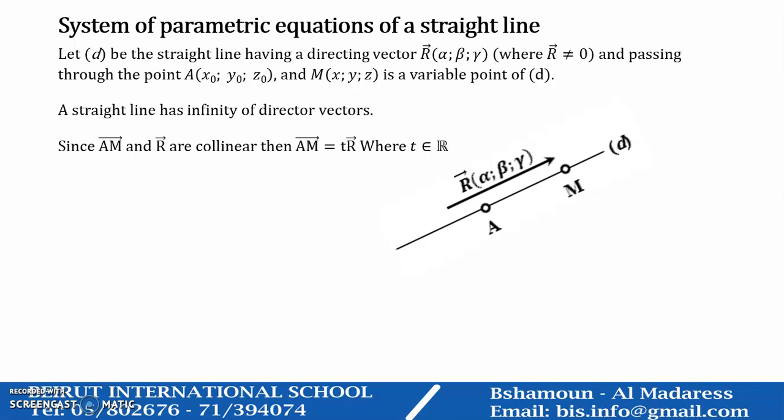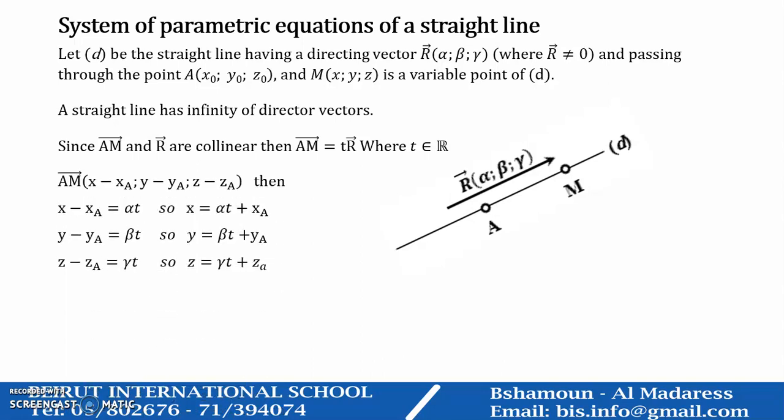By using the coordinates, we know that the vector AM has coordinates x minus xa, y minus ya, and z minus za. Then we have x minus xa equal alpha t. I'm going to put xa on the other side of the equation. So we obtain x equal alpha t plus x of a, y minus y of a equal beta t gives us y equal beta t plus y of a, and z minus z of a equal gamma t, of course, z equal gamma t plus z of a. Sorry, here must be a capital letter.